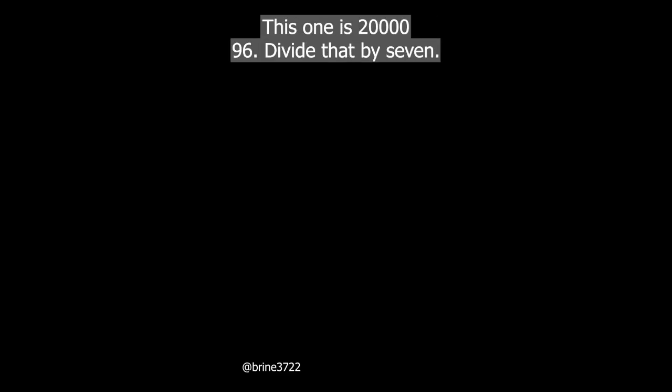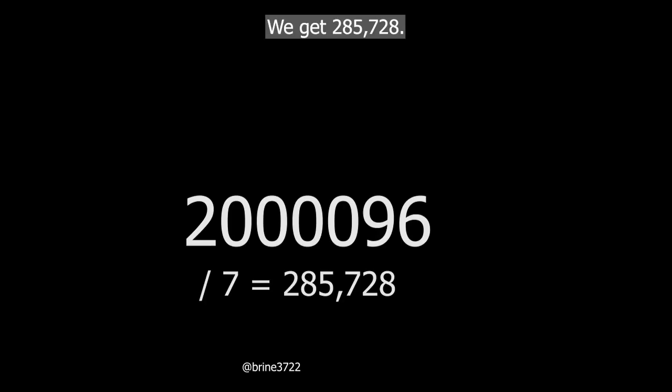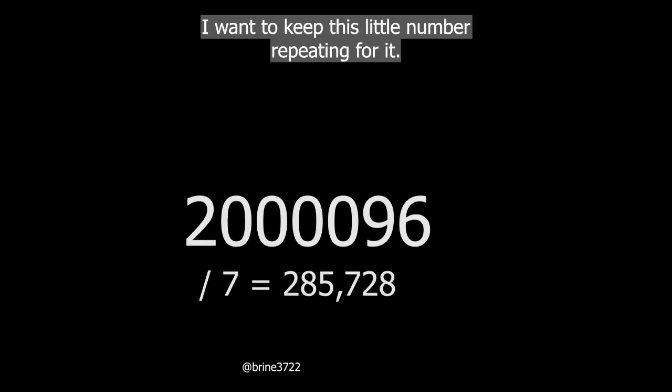And our final examples, because there's so much I want to present, but I don't have as much time because of my own given laziness. Let's get to the number that we talked about before. This one is 2,000,096. Divide that by 7, we get 285,728. I want to keep this little number repeating forward, so let's add 2,107 in the middle to keep that division going once we extend by 6 zeros again.